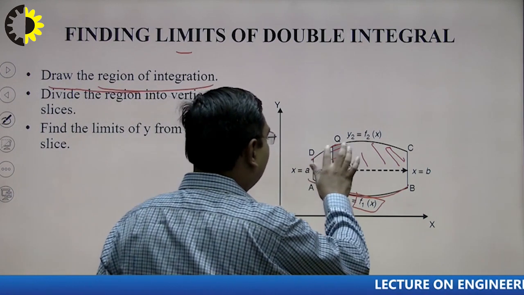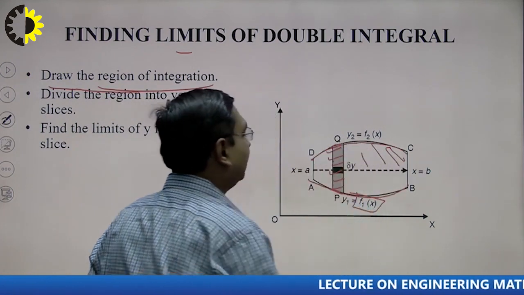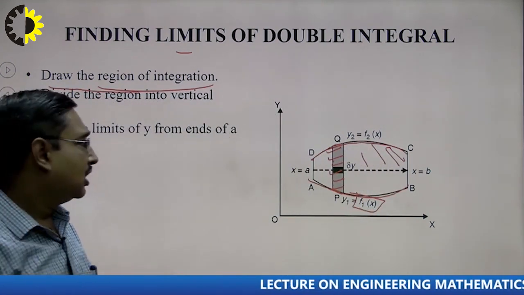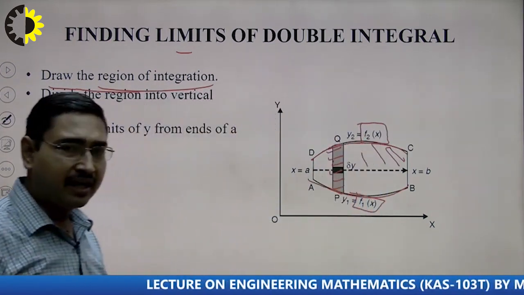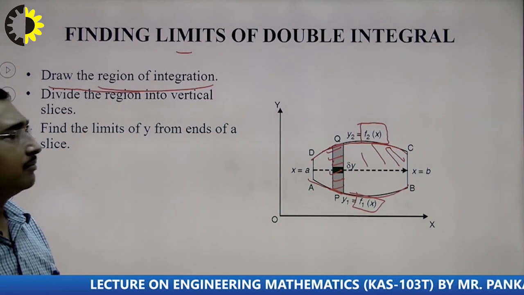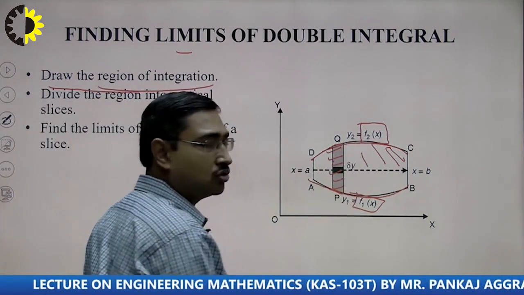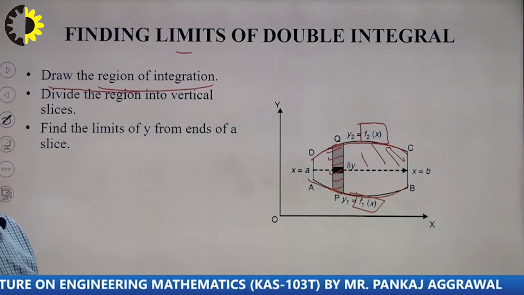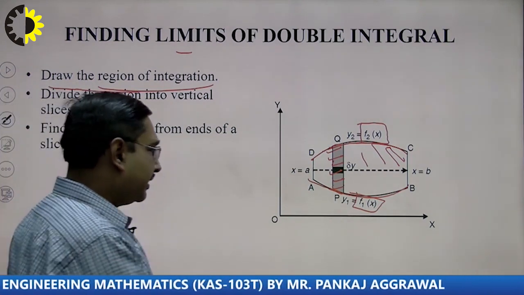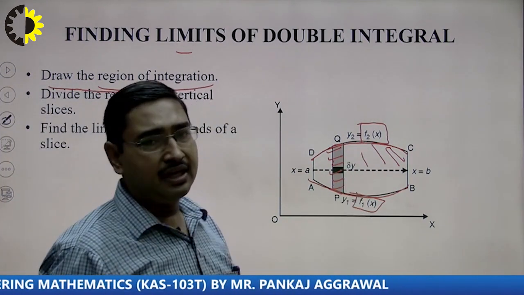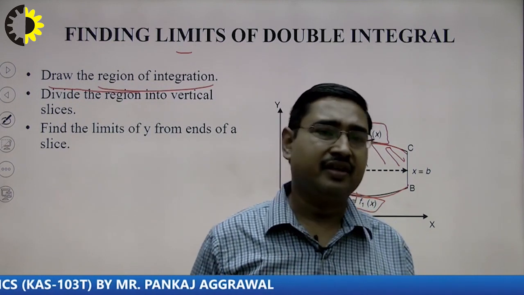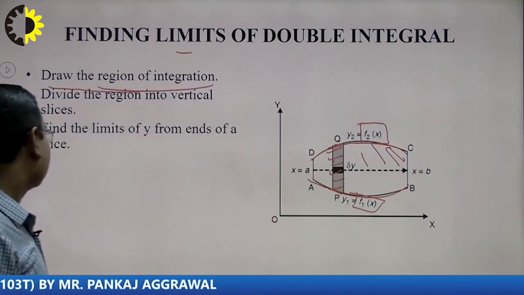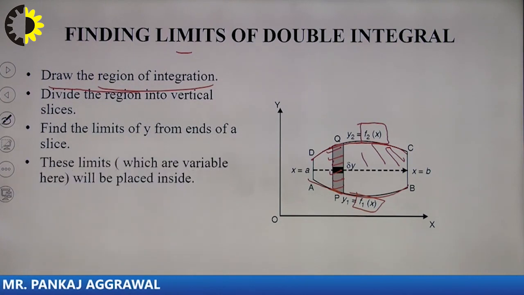The highest point of this slice is lying on this curve. From the equation of the curve, we shall again find the value of y. The value of y so obtained will give the upper limit of y. These values of y in general will be in terms of x, they will be functions of x. So, these limits will be placed inside.